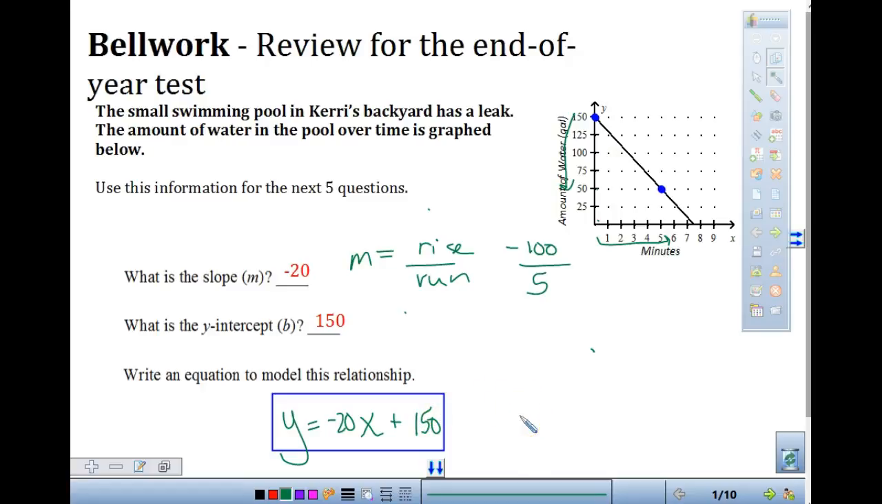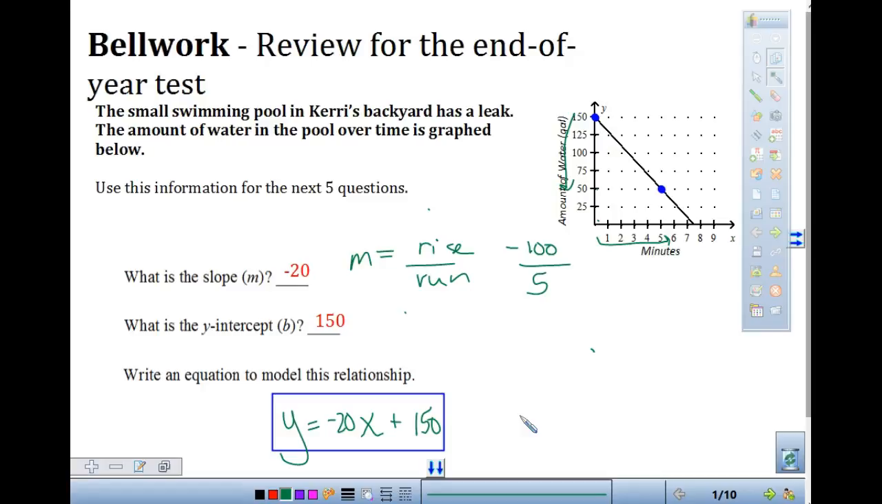What does that 150 mean? It's what in her pool? If you were going to answer that question, what does that 150 mean in her pool? That's how much what? What do you think, Layla? How much water there was when we started, right?